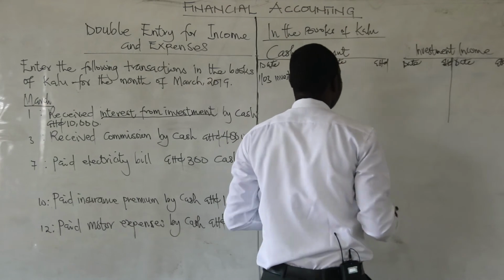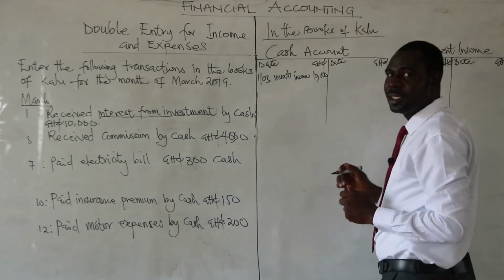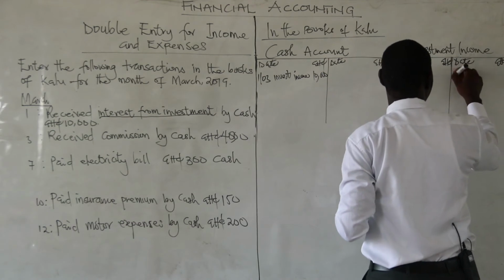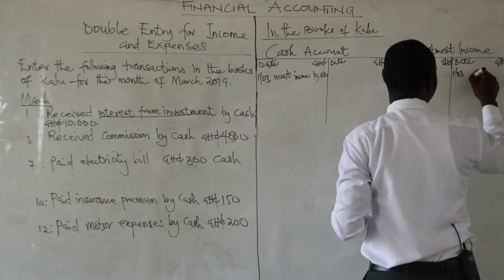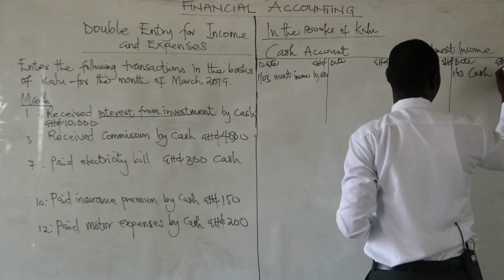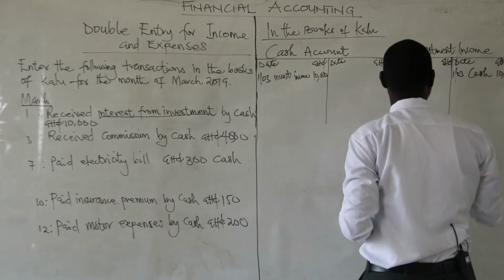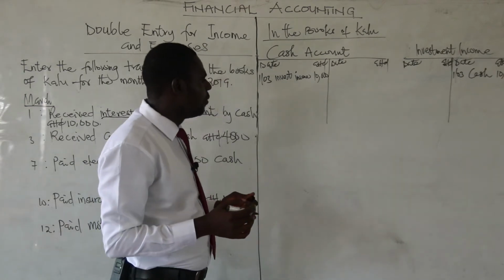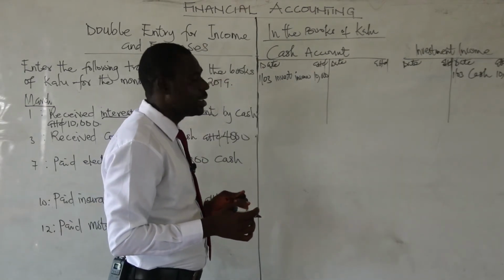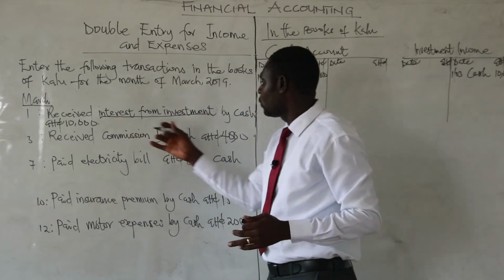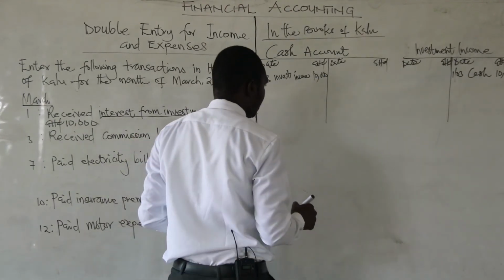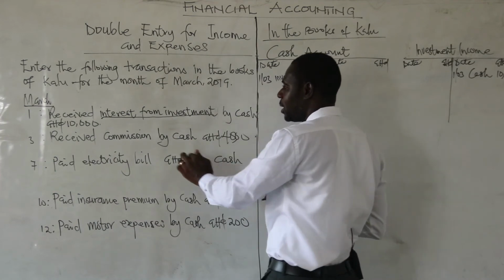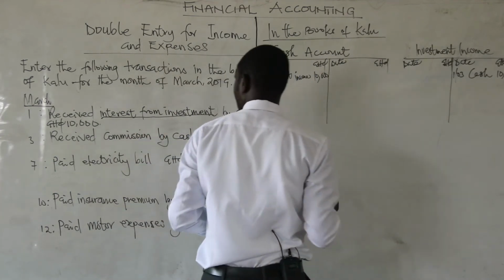And when we come here, we will credit investment income account, okay? So we say cash. The date is March, and it is cash we are receiving, 10,000. Okay, so let's move on and look at the second transaction, which is receive commission by cash. So we have cash account already. Cash is involved here, and commission received.